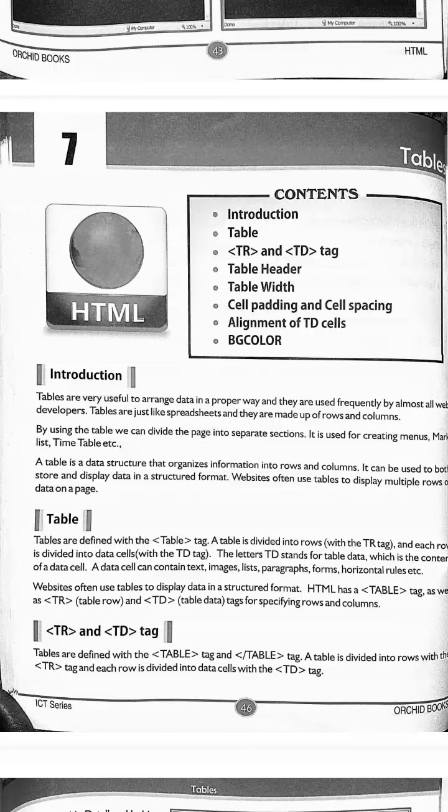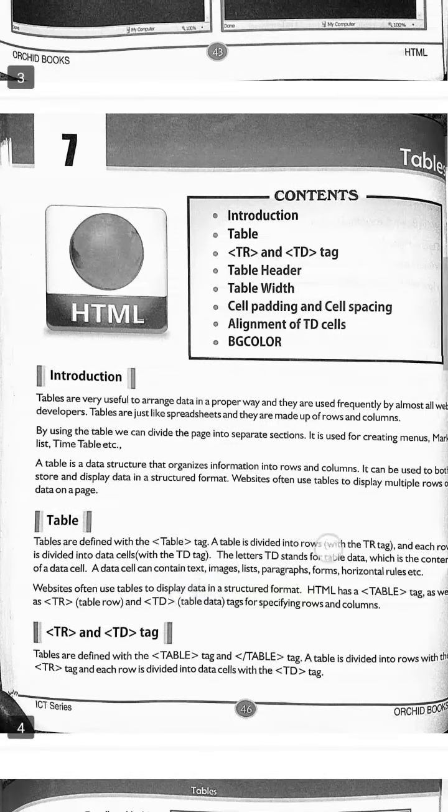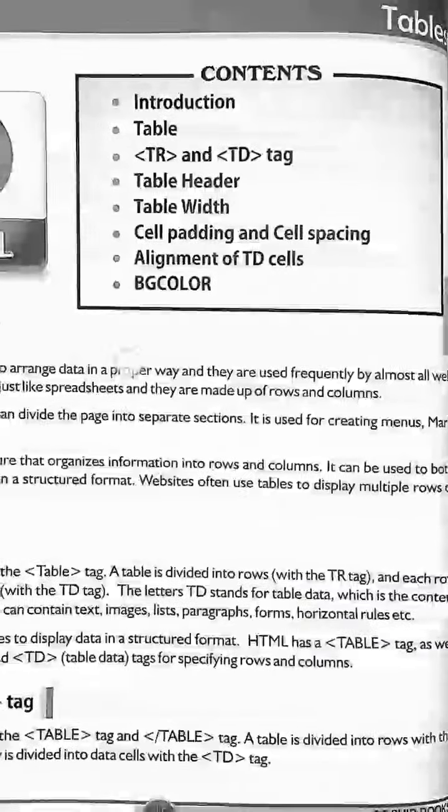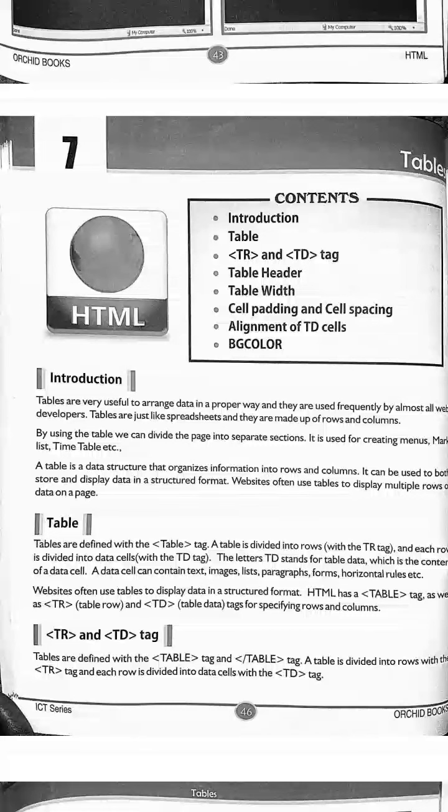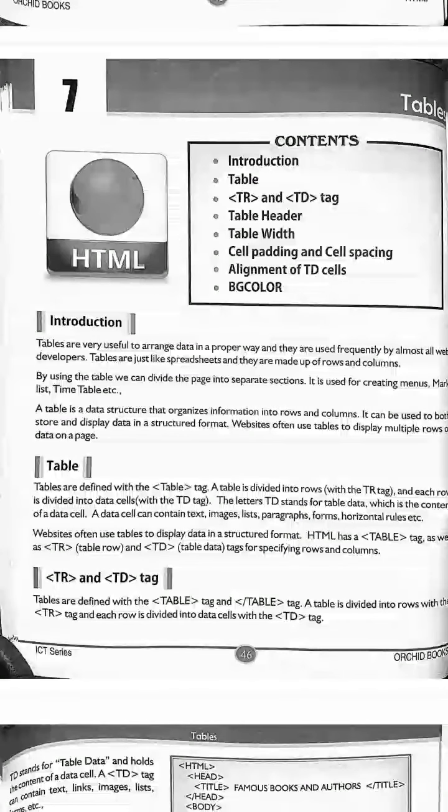It is used for creating menus, mark lists, and timetables. So the table is a data structure that organizes the information into rows and columns. It can be used in both storing and displaying the data in a structured format. Websites often use tables to display multiple rows and columns of data on a page.